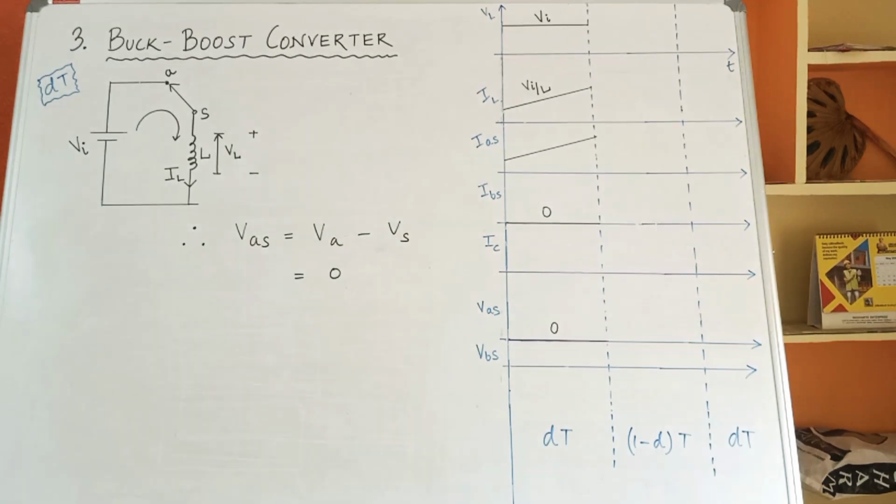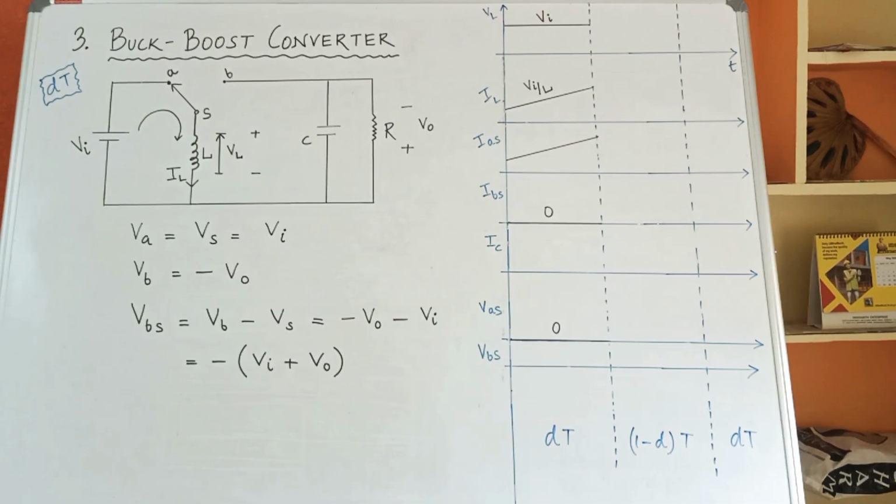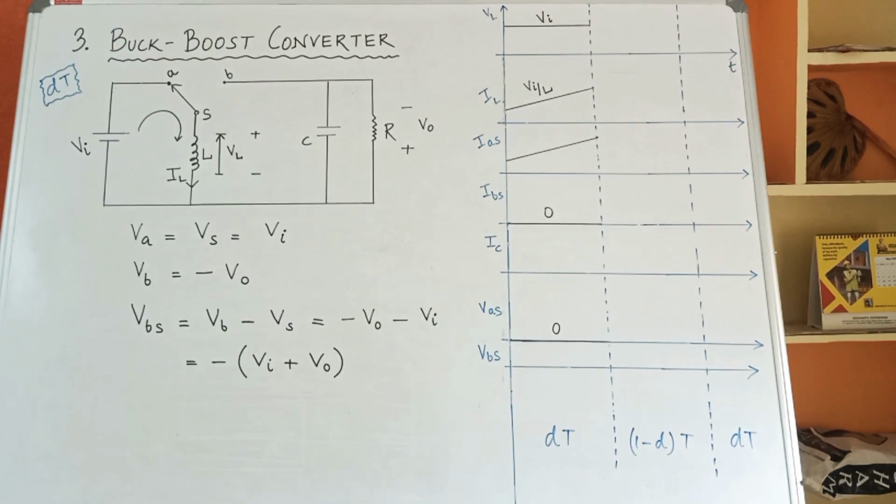Thus we have represented VAS as 0 by making the x-axis bold and marking it 0 during the dt period. Next, we'll calculate the value of VBS. For your understanding, I have already drawn the B portion.